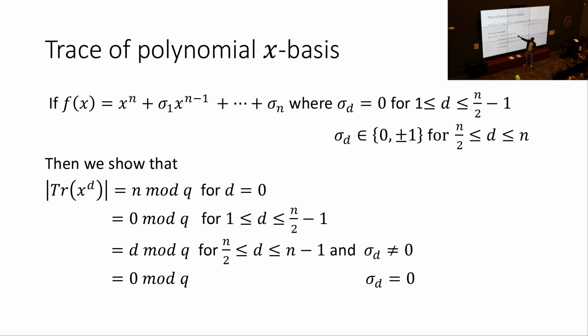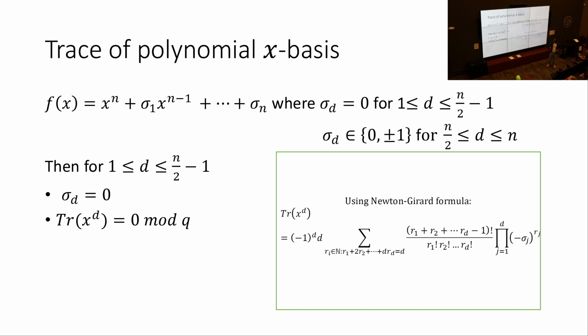We have shown that the absolute value of the trace of powers of x is n when d is 0. It's 0 in the first half of d, between 1 and n/2 minus 1. For d in the second half, it is non-zero when the corresponding symmetric polynomial is non-zero, and 0 if the symmetric polynomial is 0. And these are all smaller than n. This d is always less than n, so all these values are less than n. Okay.